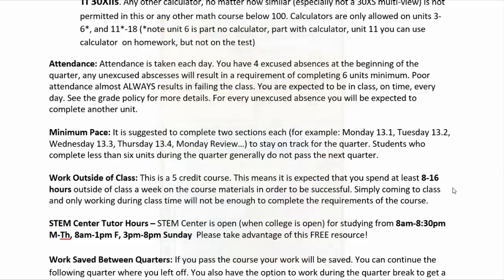Since this is a 5-credit course, it means you're expected to spend between 8 and 16 hours outside of class per week, and that is the low end of time spent on this course. Usually it takes more like 20 hours or more to complete the homework and the material for this course.